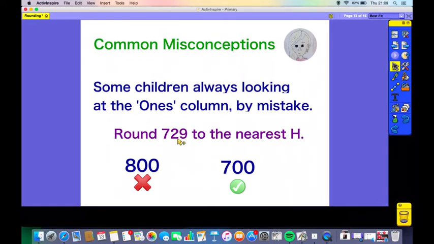But as we mentioned earlier, we look directly to the right of what we're rounding to. So if I'm rounding to the nearest 100, I'm looking only at the 2. The 9 is totally irrelevant. It does not matter what that is at all. What matters is this digit here, the one to the right of whatever I'm rounding to. So for this one, I should get 700.